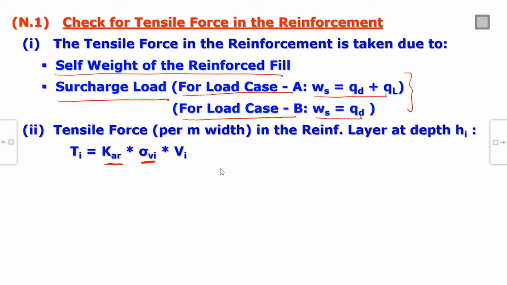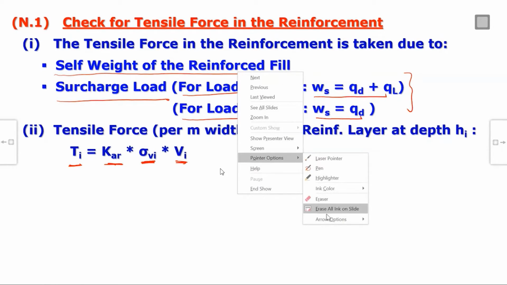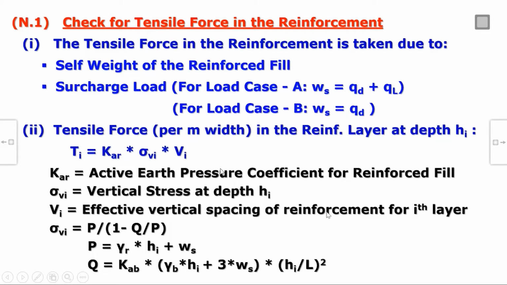KAR we will multiply. KAR is the active earth pressure coefficient for my retained fill, and Vi is the effective spacing. So this is the tensile force per meter width in any reinforcement layer which is at depth Hi. This is the tensile force. KAR is the active earth pressure coefficient for reinforcement. Sigma Vi is vertical stress at depth Hi. Vi is effective vertical spacing.